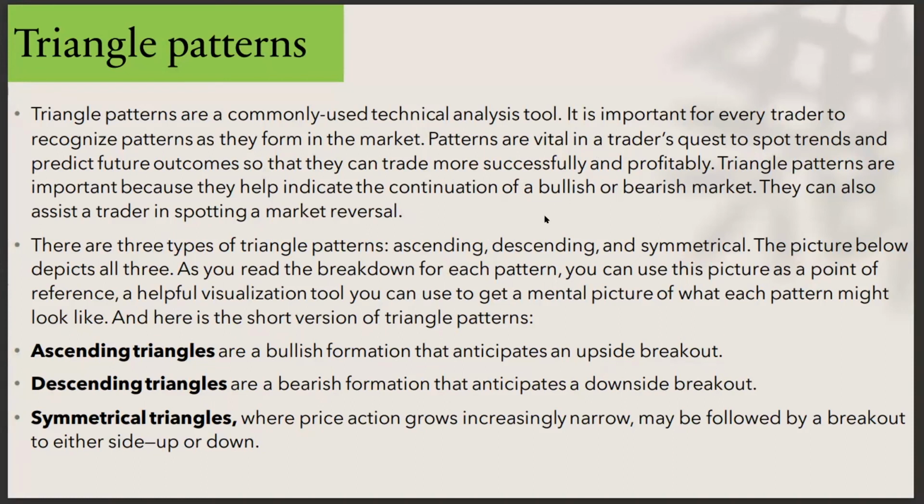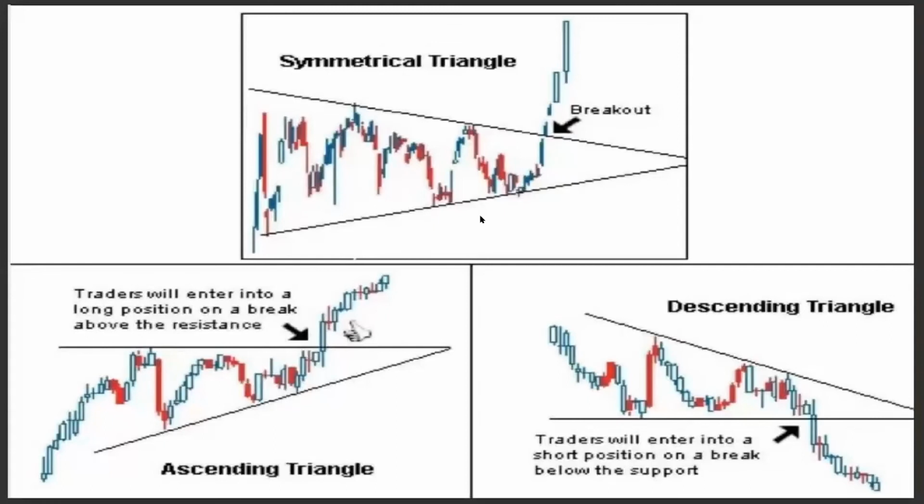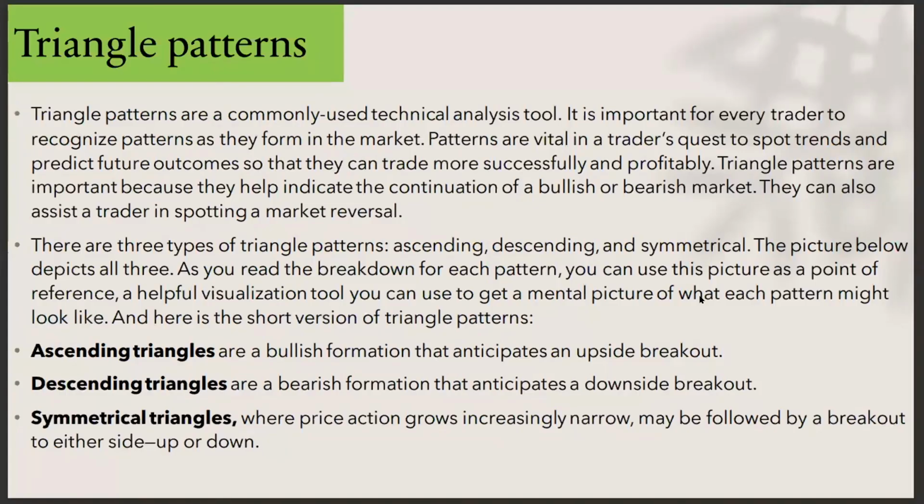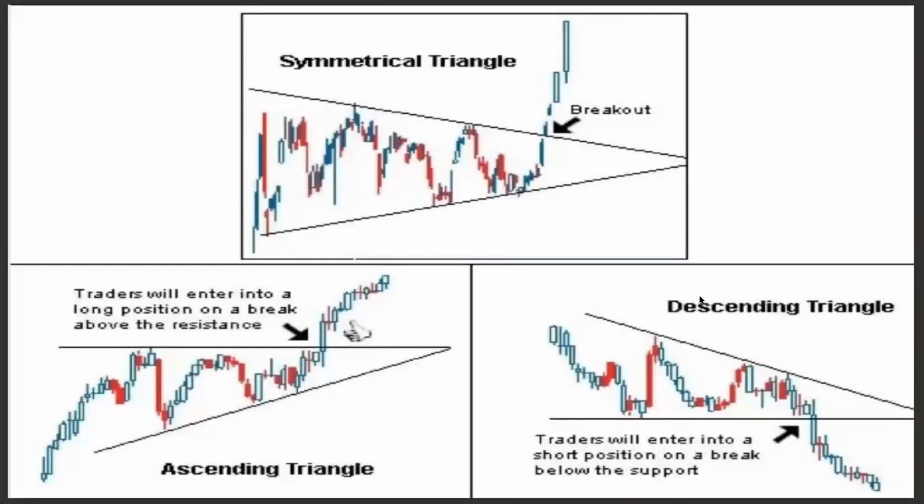Now there are types of triangles: ascending, which indicates an upside breakout; descending triangle, which indicates a breakout on the downside; and then there's the symmetrical triangle. The symmetrical triangle could give a breakout on either side, upward or downward. Now the next thing I'll do is move to the chart.